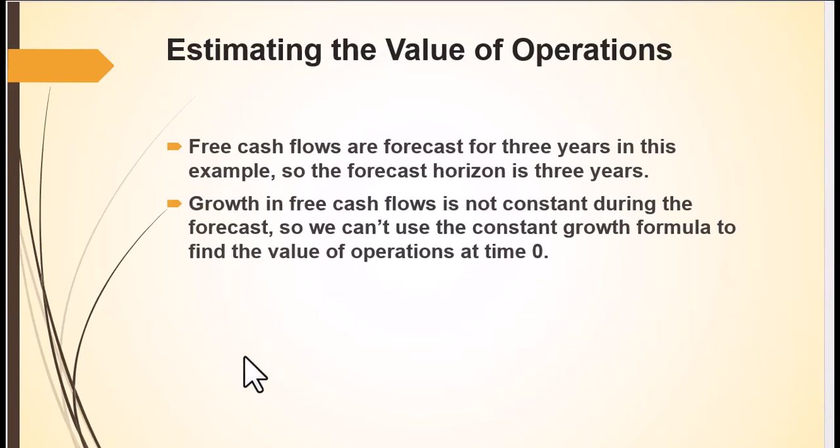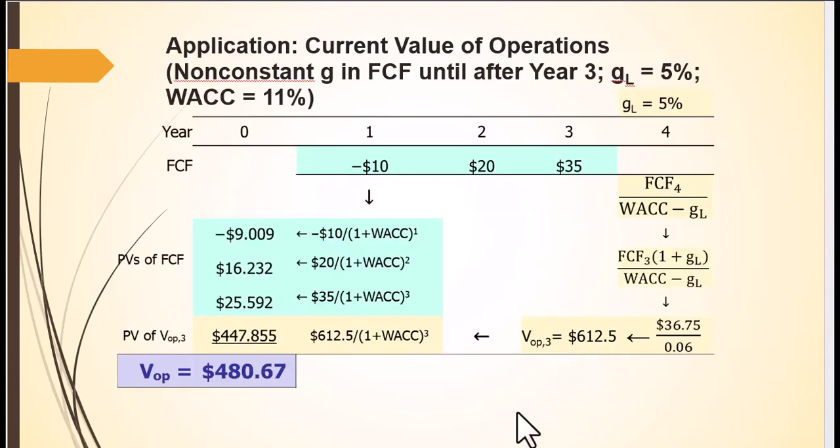So again, free cash flows are going to be forecast for 3 years. And then after that, we assume a cash flow growth to infinity. So again, it's not constant. There's going to be a change. So how do we deal with that?